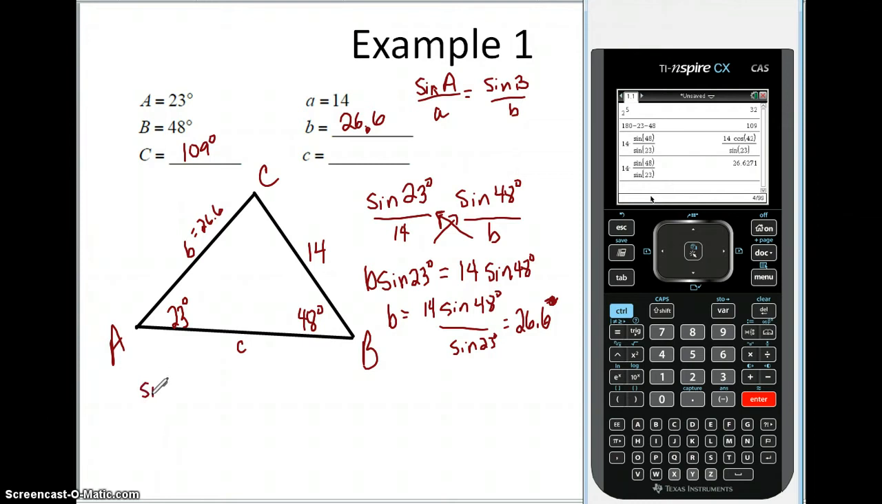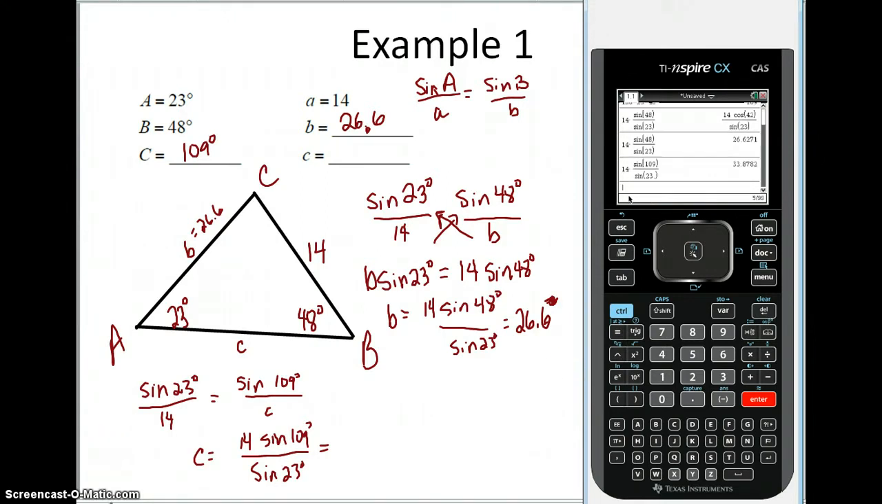So we're going to set up the sine of 23 degrees over 14, because we have this same ratio, equals the sine of angle C, which was 109, over little c. So we do our cross multiplication, and we're going to end up with 14 times the sine of 109 over sine of 23. And we're going to do that in our calculator. Okay, and that gives us 33.87. Well, we're going to go 33.9. All right, so 33.9.